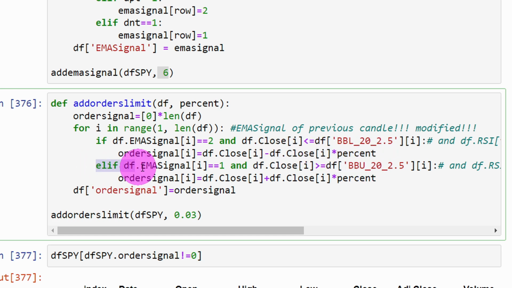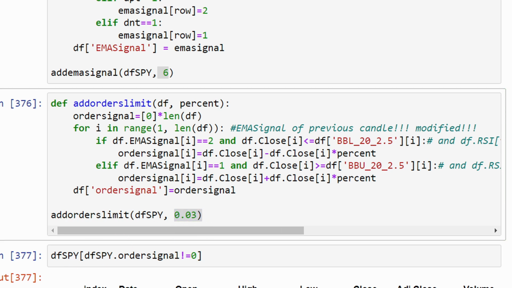And in the opposite case, when we have a downtrend, meaning the EMA signal is equal to 1, and at the same time the closing price of the current candle is above the higher curve, we have a selling signal or a selling order, and we're going to add the order value, which is equal to the closing price of today plus 3% of this particular closing price. So I'm using this function to add a new column called order signal to the data frame we are using, and I'm using 3% just as described by Rayner Teo himself.